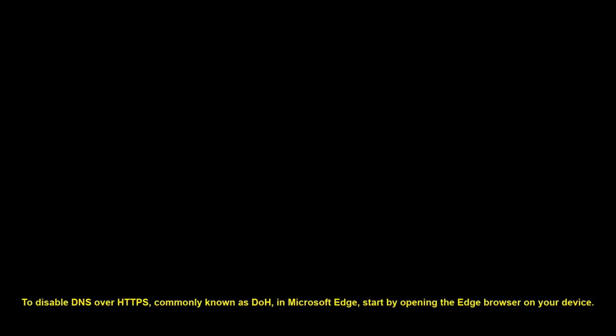To disable DNS over HTTPS, commonly known as DoH, in Microsoft Edge, start by opening the Edge browser on your device. Click on the three-dot menu icon located in the top right corner of the window. From the drop-down menu, select Settings.